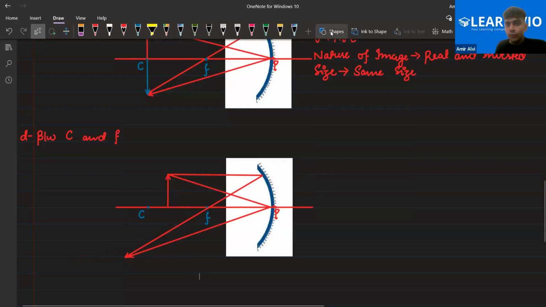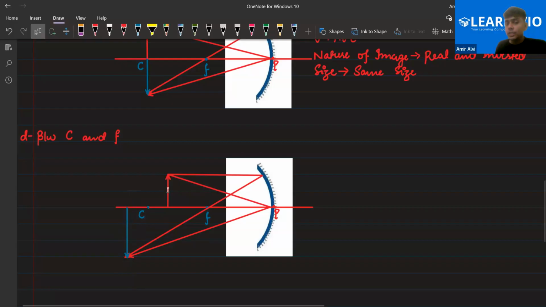And you can see if I draw the ray, a point of intersection over here. As you can see, everyone, over here the image is bigger than the object. Yes or no? The image is bigger than the object, everyone.